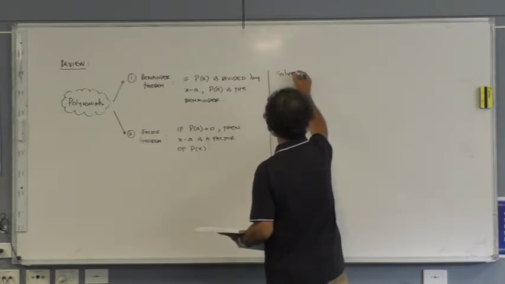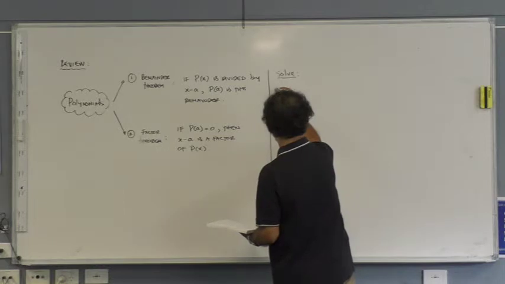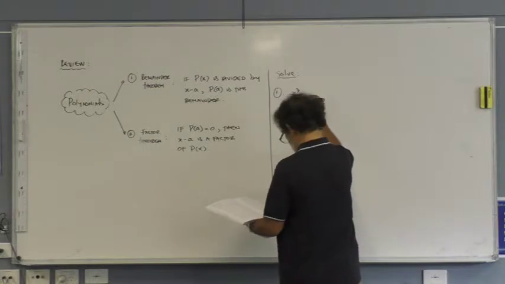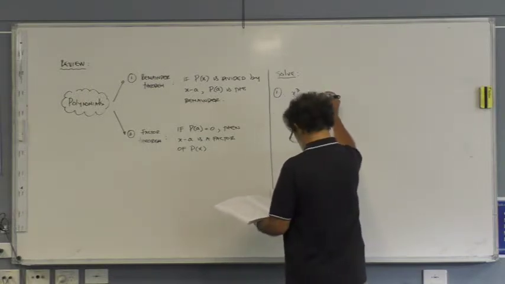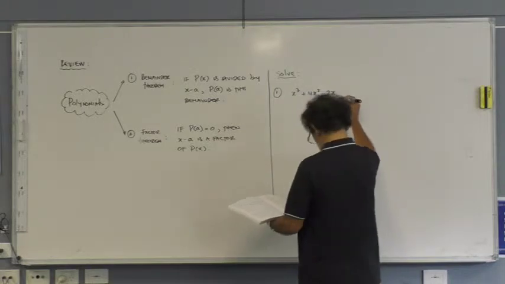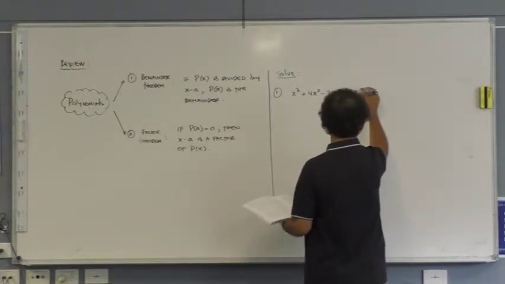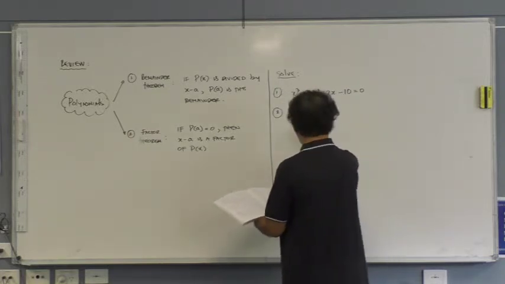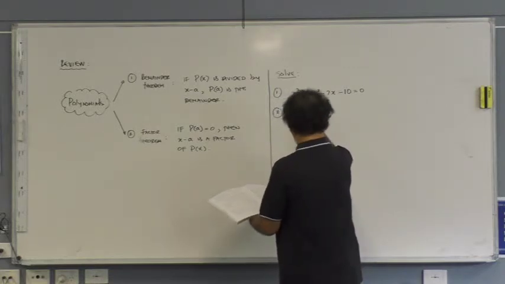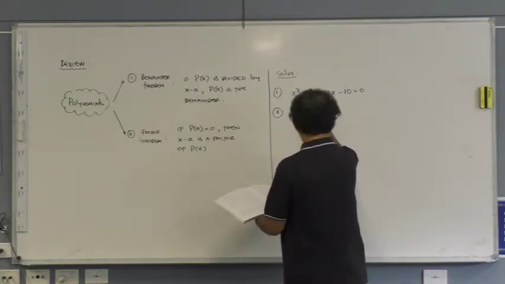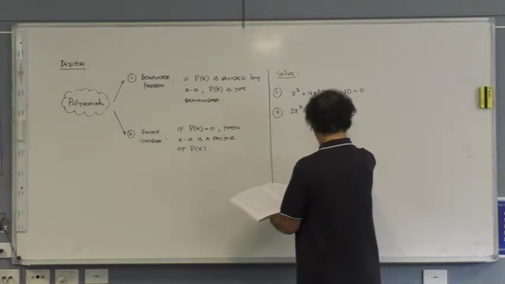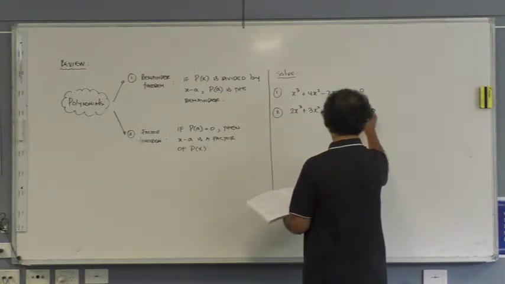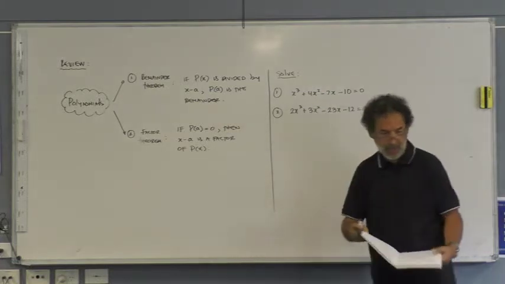Okay, so we are going to solve the following equation. Let's say that you have this equation: x cubed plus 4x squared minus 7x minus 10 equals 0. I'm going to put another one in here. So let's say that you have 2x cubed plus 3x squared minus 23x minus 12 equals 0. All right, let's say that we have these two equations.